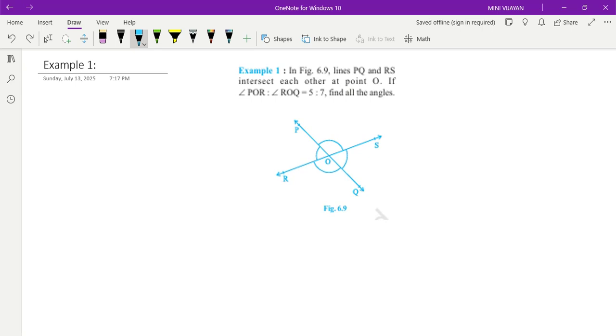If angle POR, we can see the angle POR here, and angle ROQ, which is this angle, the ratio of these two angles is given as 5:7. So the ratio of POR and ROQ equals 5:7. We need to find the measure of each angle. How can we do that? Which property do we need to apply here in order to find these angles?